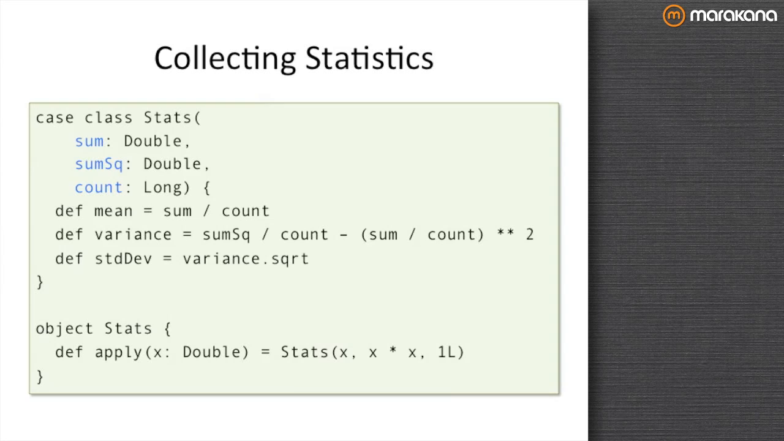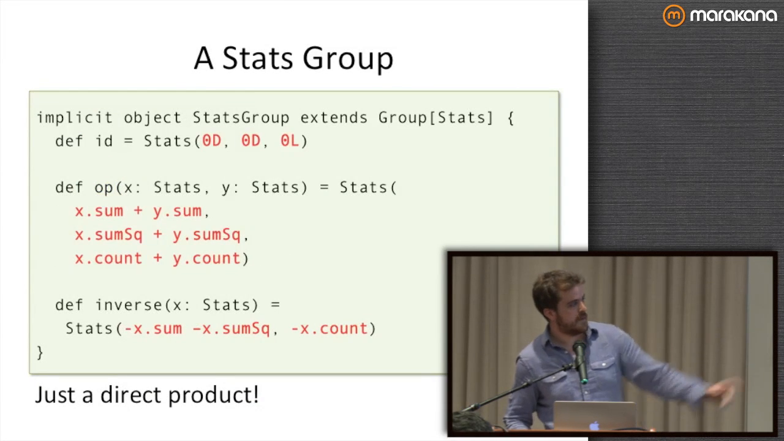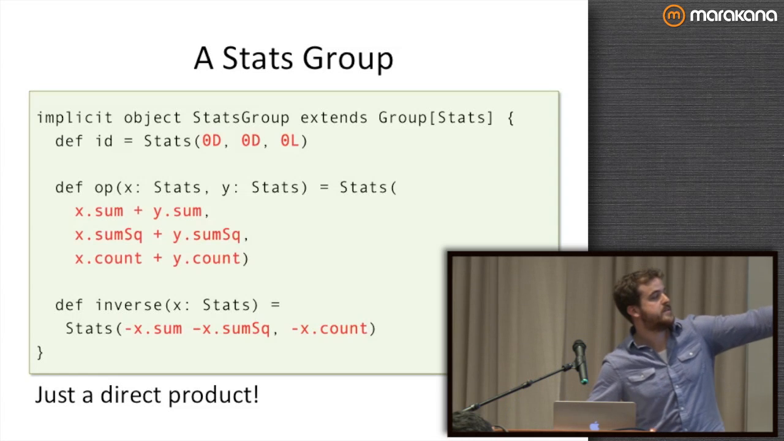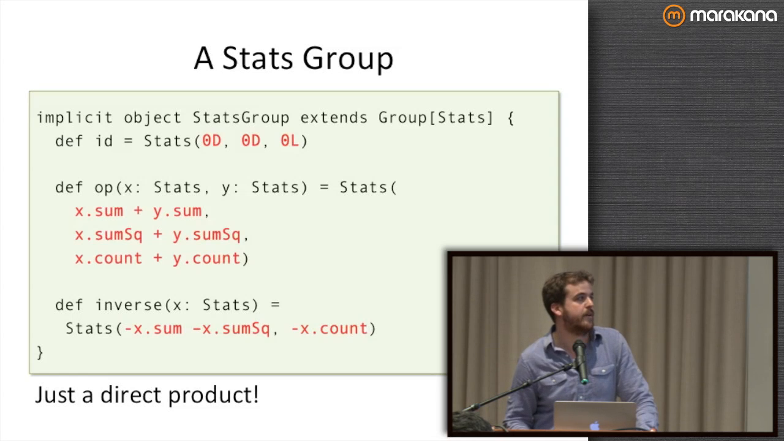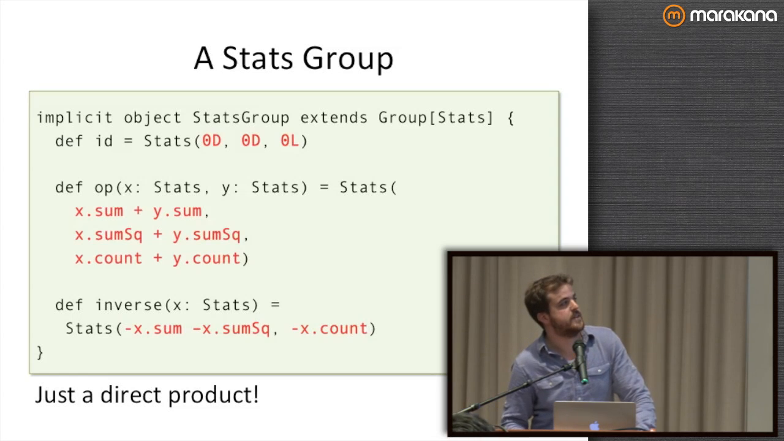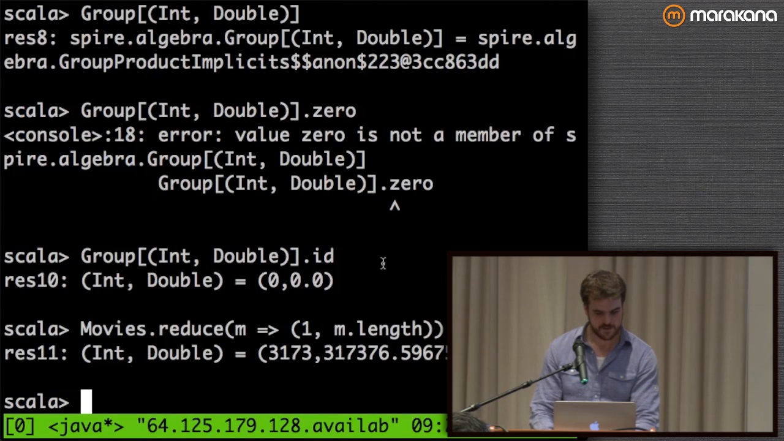You can see here we have a nice little constructor for just creating a stats out of a double, which basically has one item in it. And so we can create a group out of this. I'm not going to get too far into this, but basically we have a direct product again with 3 things. So we just sum up each one separately. Our 0 is just the same zeros in all of them, and our inverse is just the inverse of each of them separately. So we can use this in our reduction.